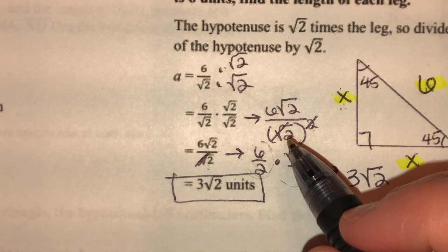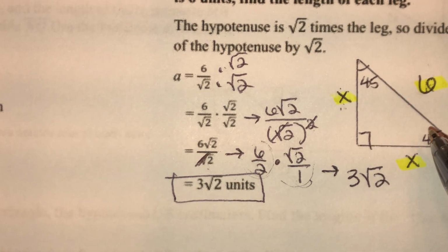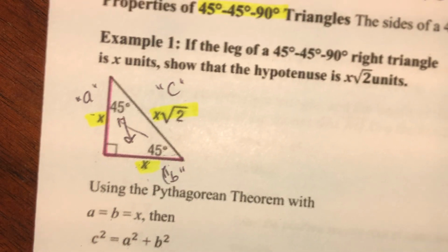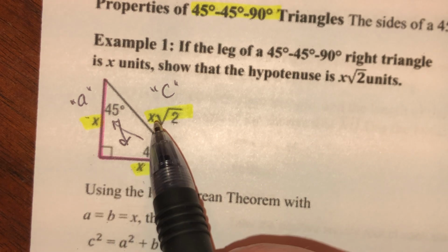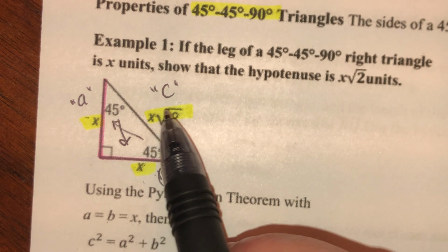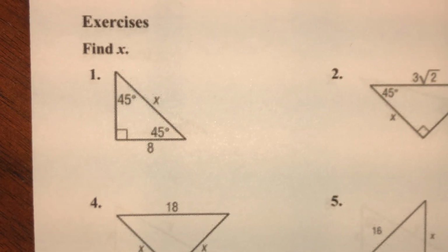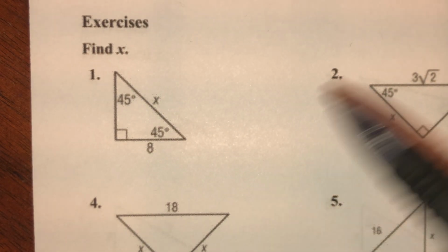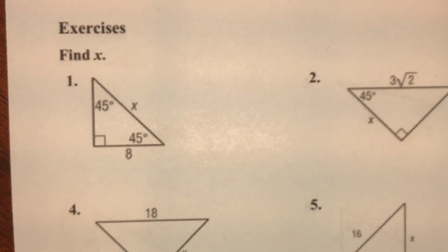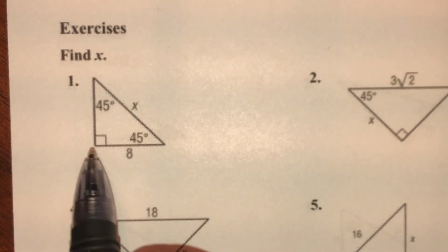So whatever the leg is, multiply it by the square root of 2 to get the hypotenuse. If you have the hypotenuse and you're looking for a leg, then divide by the square root of 2. Okay, should be easy to figure out as long as you remember the relationship between the sides. So x, and then whatever the leg is, x times the square root of 2. All right, so let's do a few of these. There are 6 of these, and then we have 3 additional word problems. We can handle that.